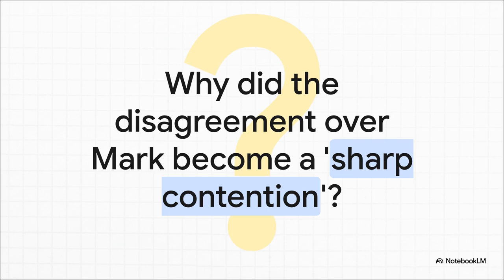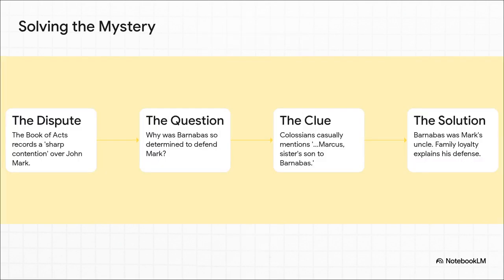The whole thing was about whether to take a young guy named Mark on their next trip. Paul was dead set against it, but Barnabas was just incredibly stubborn about it. And the history never really tells you why. Why did Barnabas dig in his heels so hard for this one guy? Well, the answer isn't in Acts at all. It's hidden away in a totally casual, offhand greeting in the letter to the Colossians. Paul just happens to mention that Mark is Barnabas's nephew, and boom, the puzzle is solved, just like that.